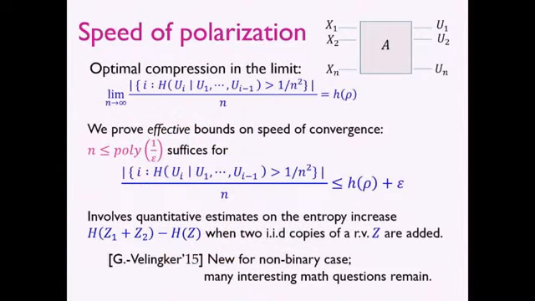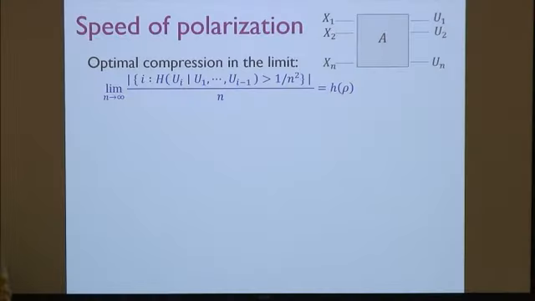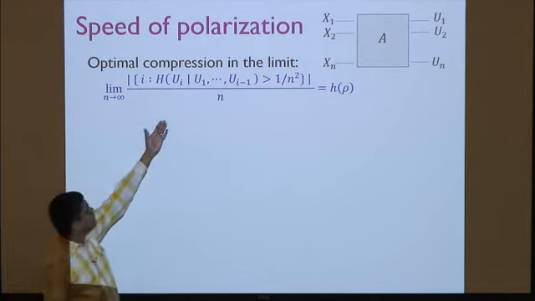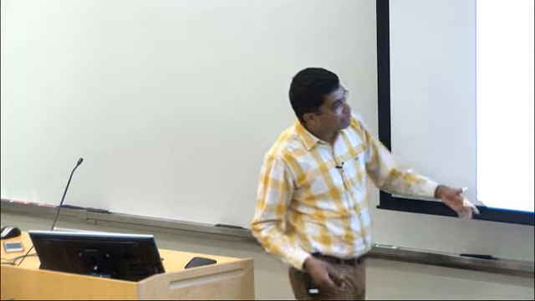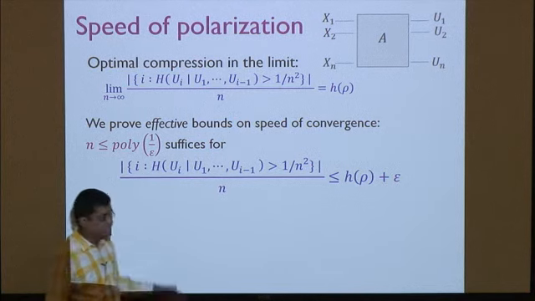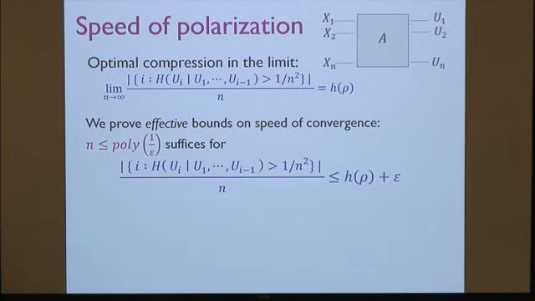what Arikan proves. Specifically, he gets optimal compression in the limit, namely the fraction of indices which have sizable conditional entropy is what you would expect. Only H(rho) fraction of the indices at the output have any entropy at all, the rest have very low entropy. So you drop those, and you get optimal compression in the limit. And what we prove is basically a speed of convergence result. We prove that if you want to be within epsilon of this limit, it suffices to take n to be at most poly(1/epsilon).